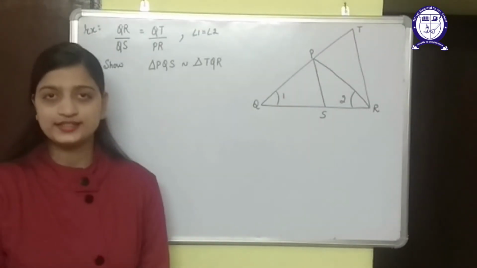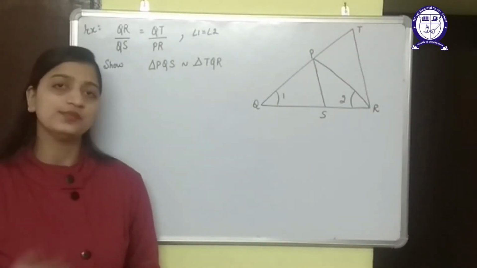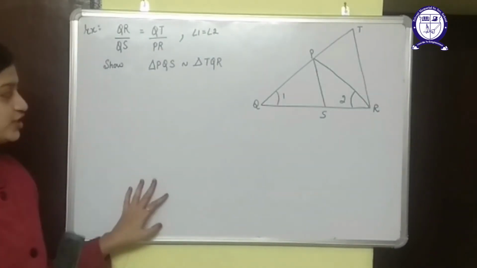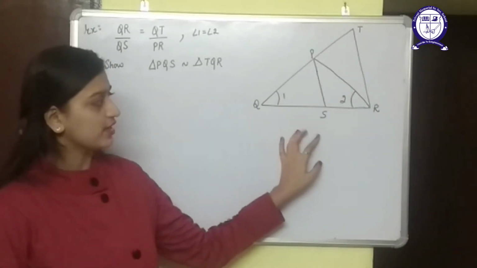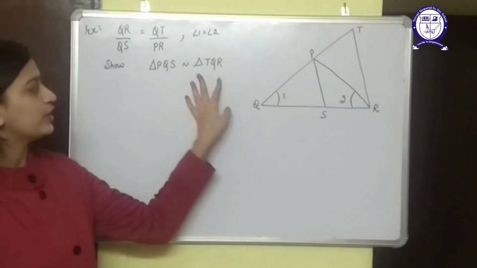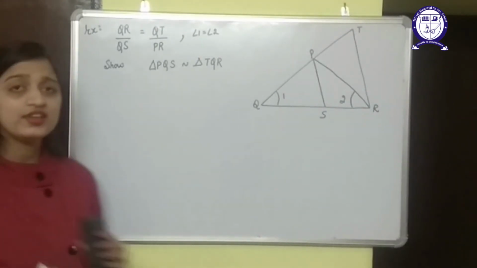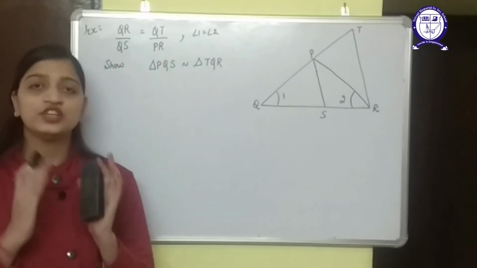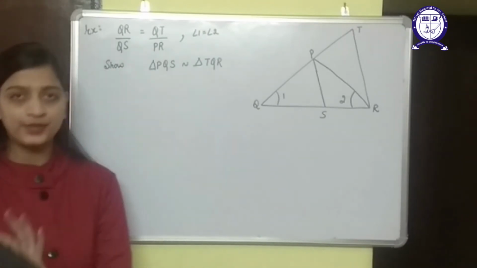Now coming to the next example. This example is a little bit different from the previous example. Now in this question, the figure is given something like this, and we need to show triangle PQS similar to triangle TQR. And whenever we have a figure which is a little bit confusing, try to make the triangles which we need to prove similar separately.